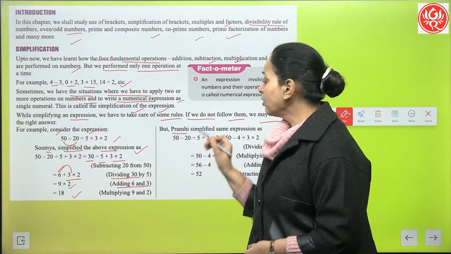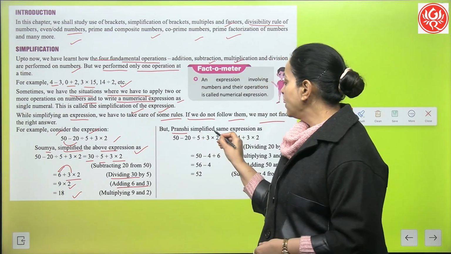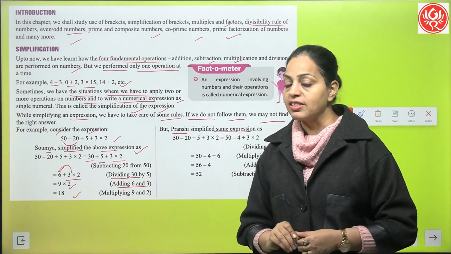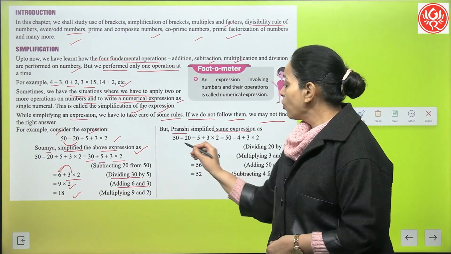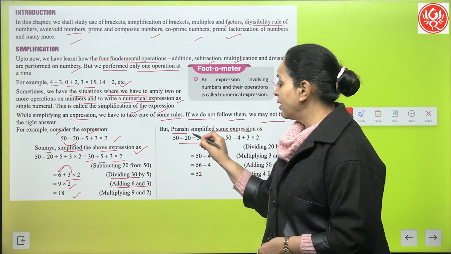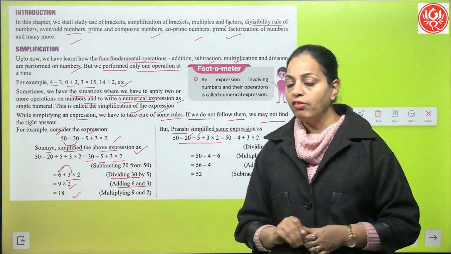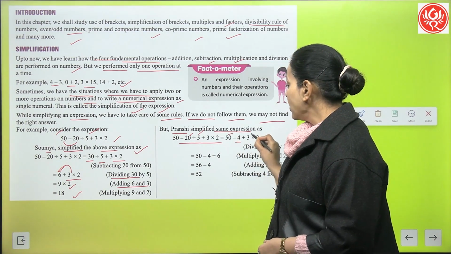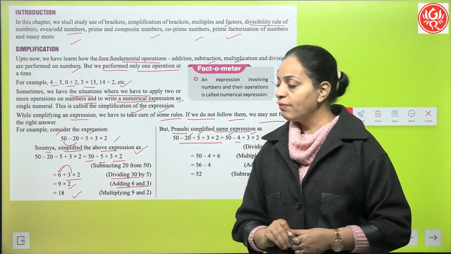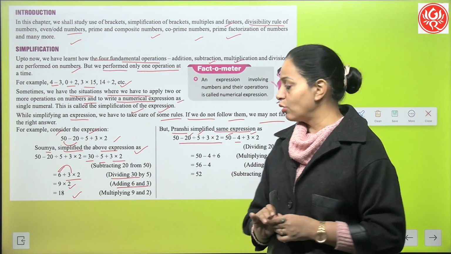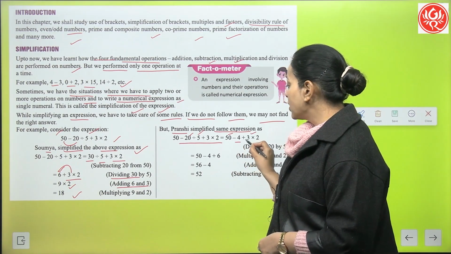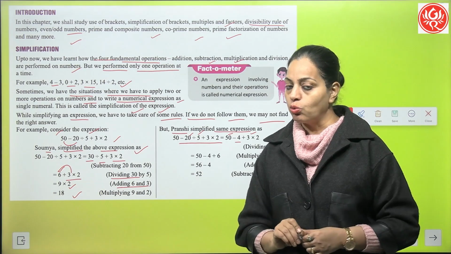Now one other girl, Pranchi, simplified the same expression. So what did she do? First of all, she did division. Divide 20 by 5. We are getting 4. Rest numbers as it is, rest signs as it is. Okay. Now 50 minus 4 plus 3 into 2.